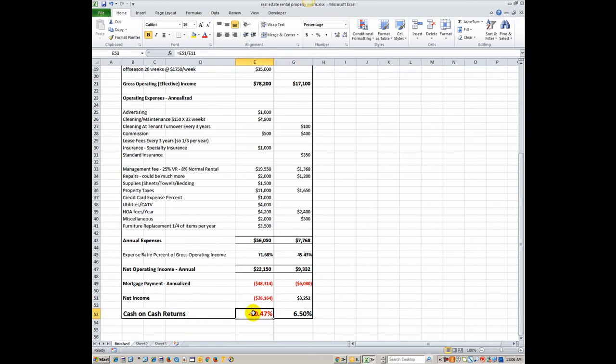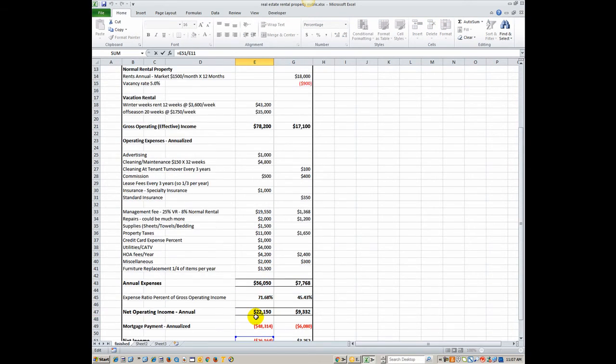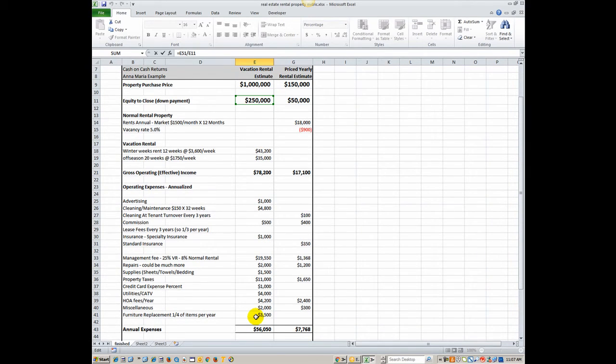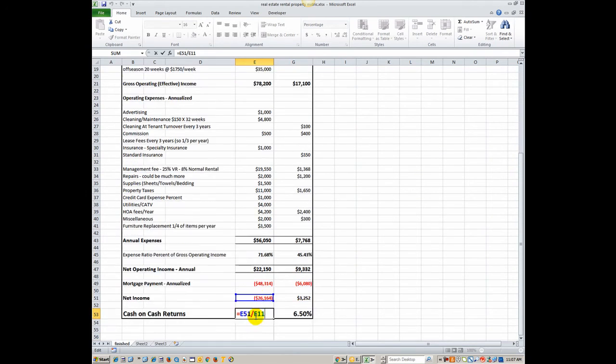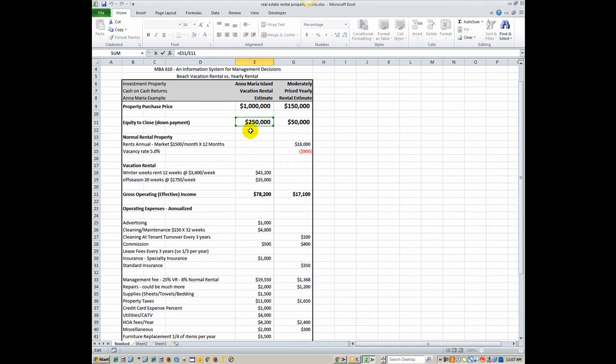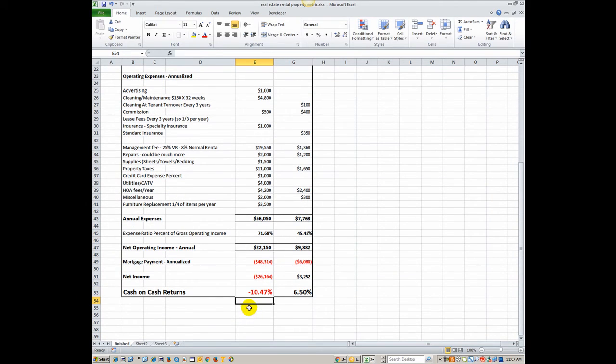Now, if you do cash on cash returns, we want to see what percentage we come out with of our return on our investment. E51 is our net income divided by E11. If I scroll back up, that's the initial down payment, the actual cash outlay we had to put out there. So what's your return on the $250,000 you initially put down for the vacation rental? And that would be a negative 10%. Or actually on the yearly rental, you have a positive 6.5% return. So you have a negative 10% return here. It means you're losing money on the vacation rental, and you have a positive 6.5% return on the yearly rental.